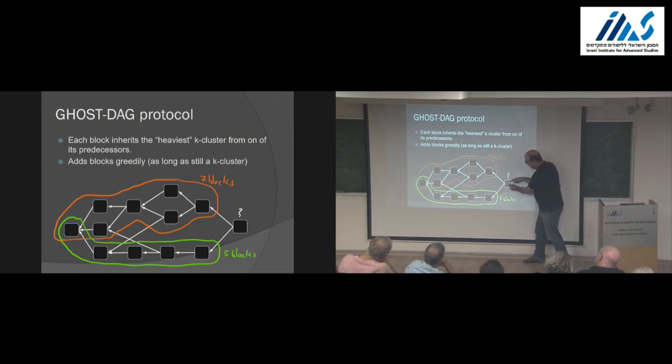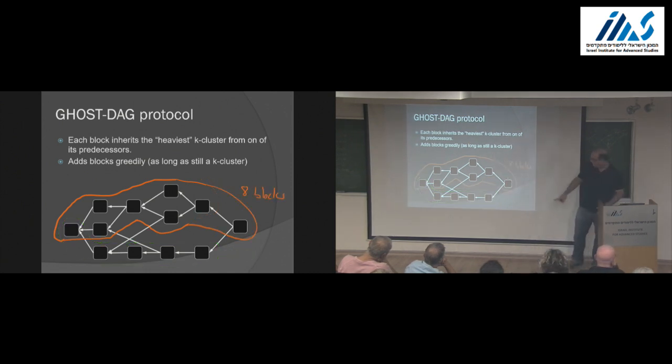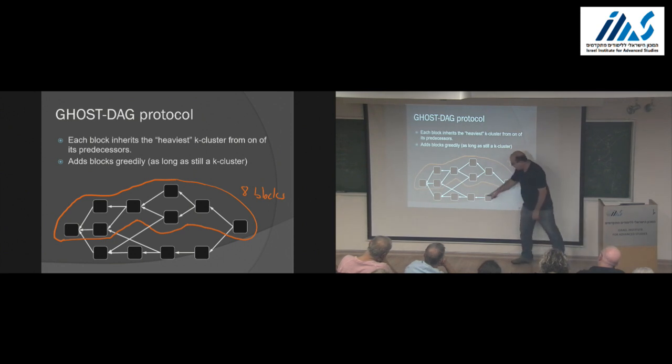So this block might be considering 2 K clusters from its predecessors. There's 7 blocks in this one and 5 blocks in this one. And we inherit that one. And we can't extend it by adding anything else. Any one of these blocks, if you try to add it to the set, would have an anticone that's too large from the set. So it would violate the one cluster property.